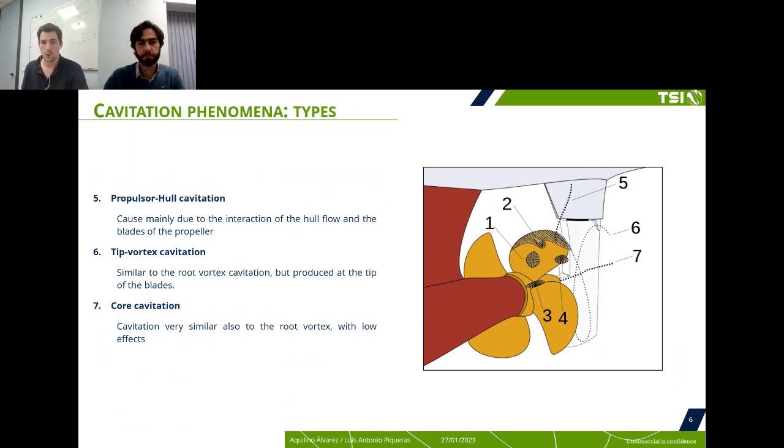The fifth one is the propulsor hull cavitation, caused mainly due to the interaction of the hull flow and the blades, between the blades and the hull itself. The sixth one is the tip vortex cavitation, that is similar to the root vortex cavitation, but produced at the tip of the blades. And last, the core cavitation, that is very similar to the previous one, but with low effects, and it appears in the center of the core of the propeller.